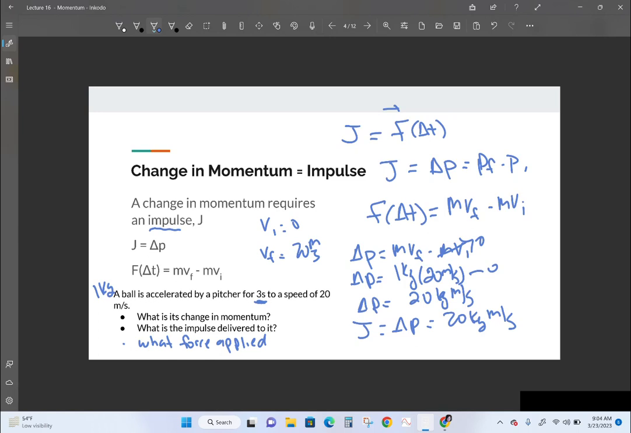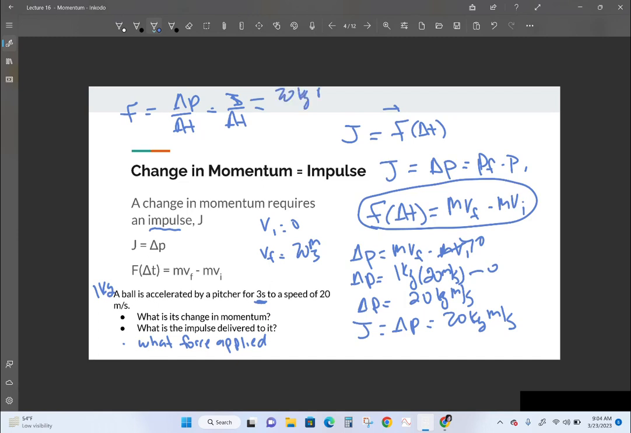So if I take this formula here, F equals the change in momentum all over the change in time. Well, I have the change in momentum, or the impulse, all over the time, right? They're the same thing. So I've got that. So the force in this case would be 20 kilogram meters per second divided by 3 seconds, which is 6.67 kilogram meters per second squared, or newtons. So the average would have been 6.67 newtons.